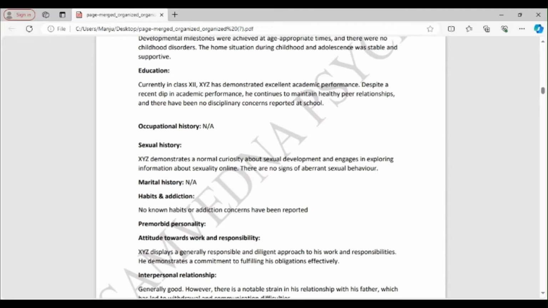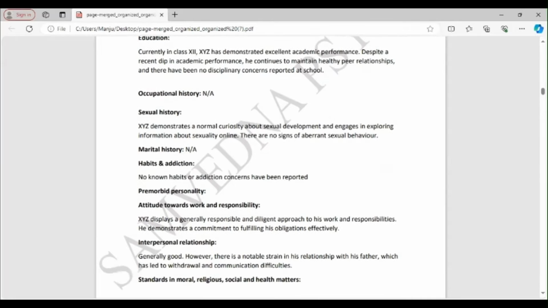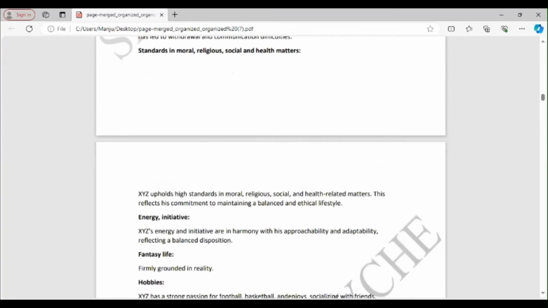Interpersonal relationship generally good. However, there is a notable strain in relationship with his father, which has led to withdrawal and communication difficulties. Standards in moral, religious, social, and health matters. He holds a high standard in moral, religious, social, and health related matters. This reflects in his commitment to maintaining balanced and ethical lifestyle.